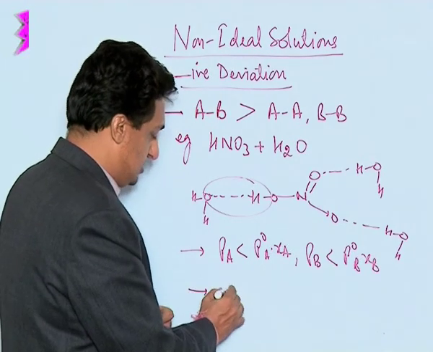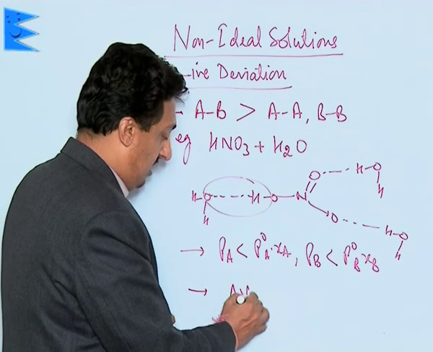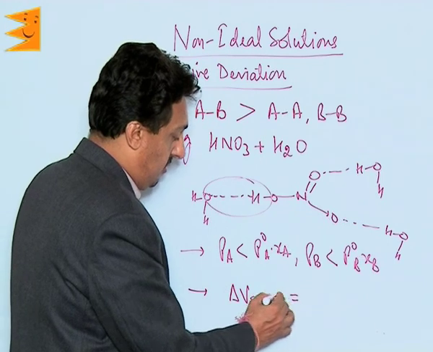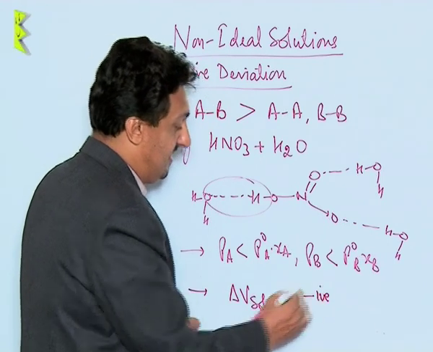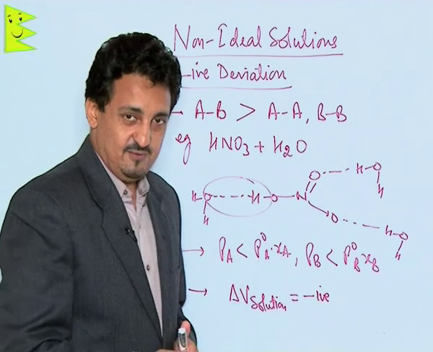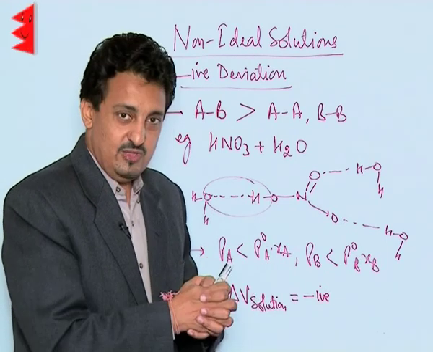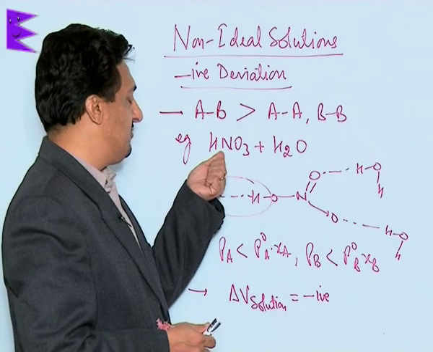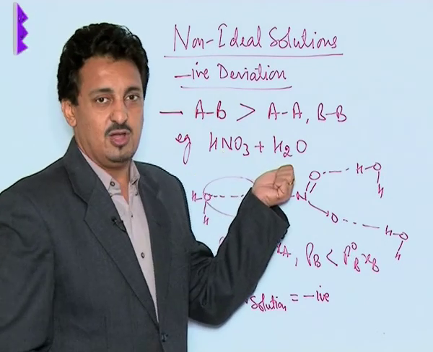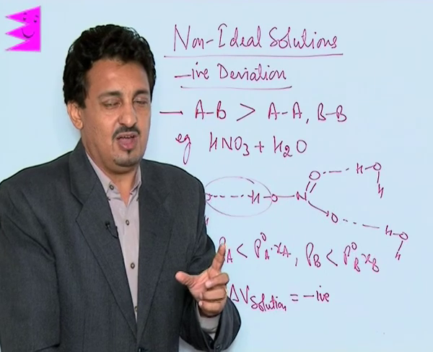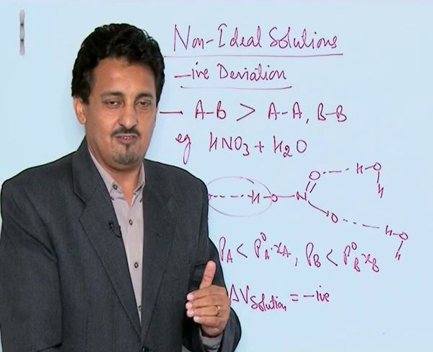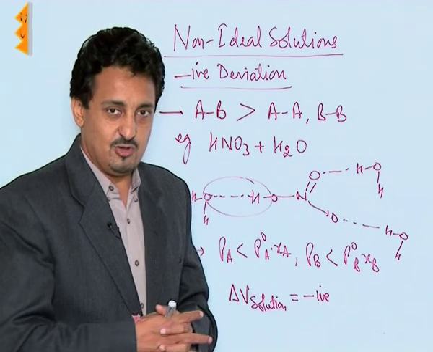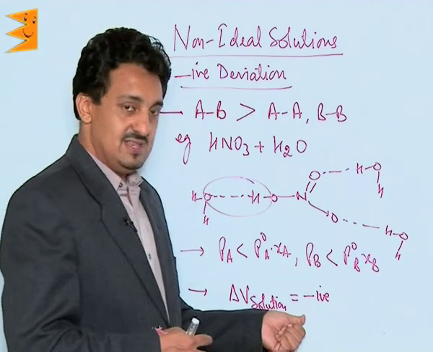So in these solutions, the net volume of the solution gets decreased. This value is negative. Molecules are coming closer to each other. Decrease in the volume of the solution takes place. So if you are mixing 50 ml of nitric acid with 50 ml of water, don't expect the volume to be 100 ml. It will be less than 100 ml. It will be somehow 98 or 97 ml, because molecules are coming closer to each other. That's why this value is negative.